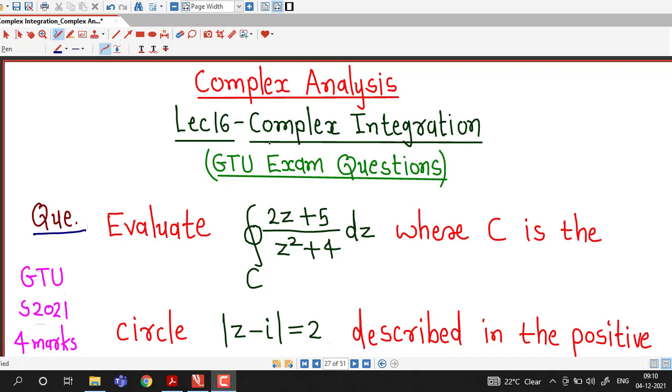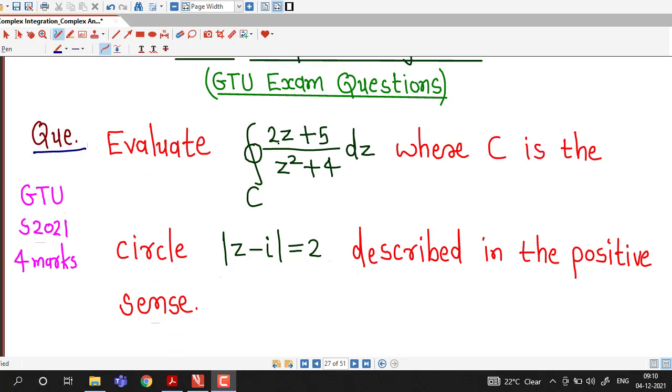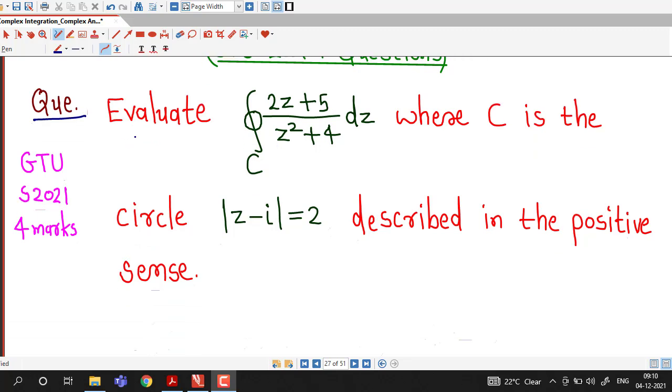Hello friends, I welcome you to lecture number 16 on complex integration. In this lecture we are going to discuss one more problem on Cauchy integral formula. This problem was asked in the GTU Summer 2021 exam.